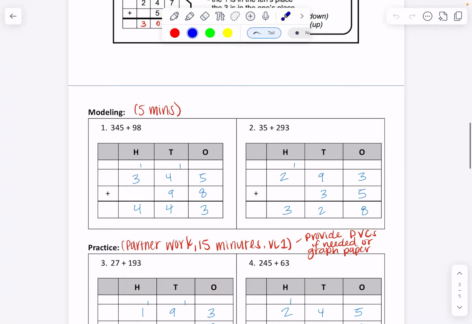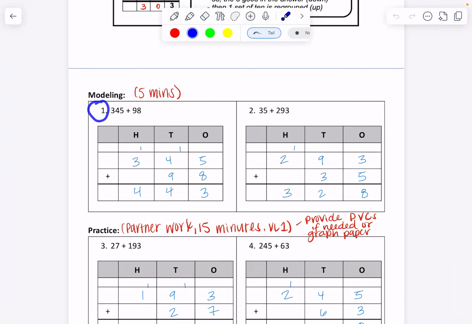So from there, you are going to take 5 minutes to model questions 1 and 2, paying particular attention to how to regroup using the standard algorithm, right? So for this example here, we have 5 ones plus 8 ones, giving us a total of 13 ones. Again, you cannot have more than 9 in a particular place value. This is more than 9. And so we have to regroup 10 of those ones as 1 ten.